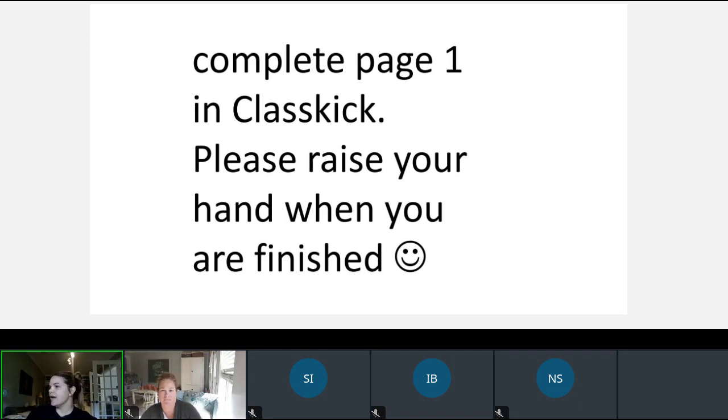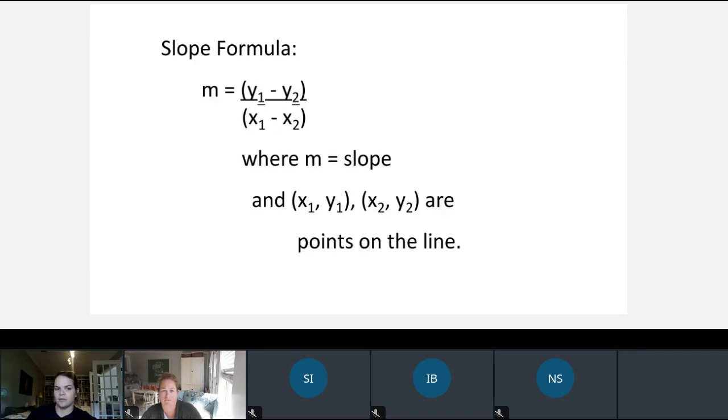Okay, so now before we move on, does anyone still have any questions about how to count slope from a graph? Everybody okay? All right, so let's talk about how to calculate slope when we're given 2 points.